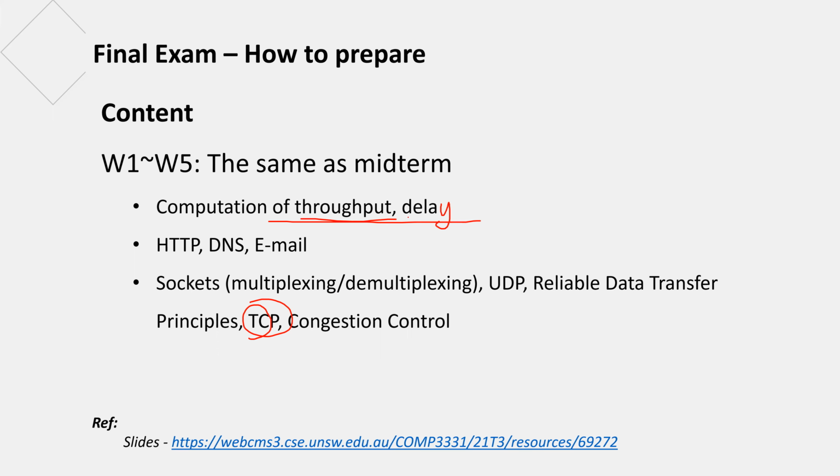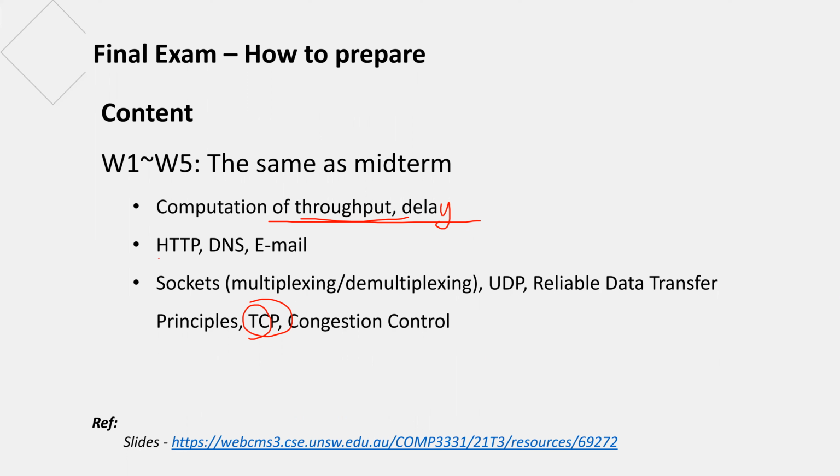How do you calculate the throughput? Throughput is always equal to the file size divided by the time, right? And for delay, you should be able to tell what the four different kinds of delay are and how to calculate them.